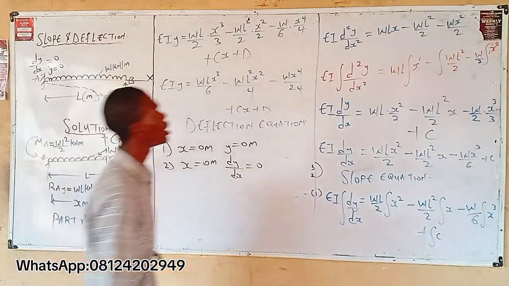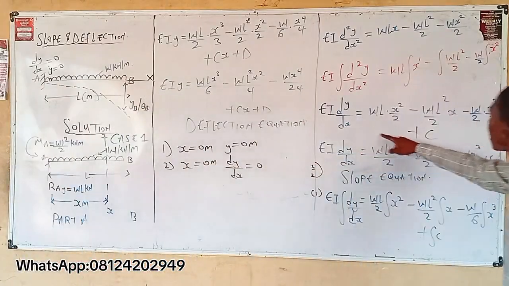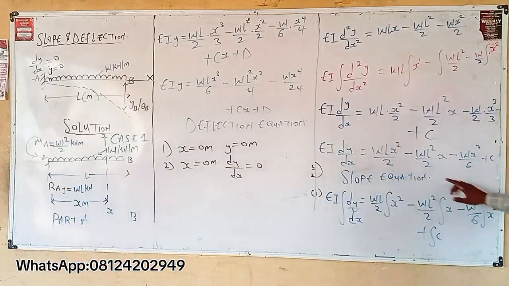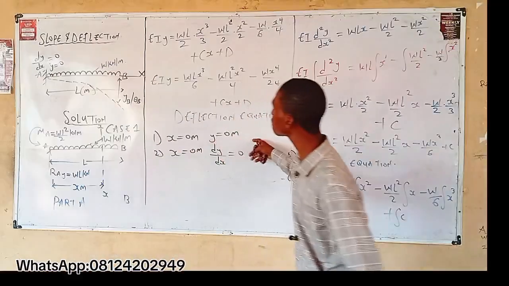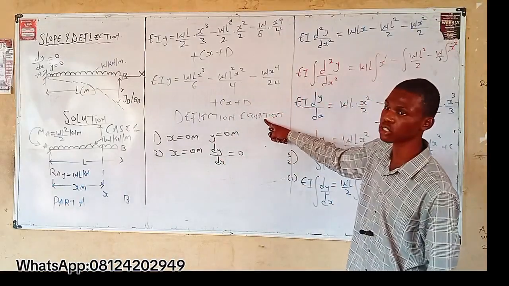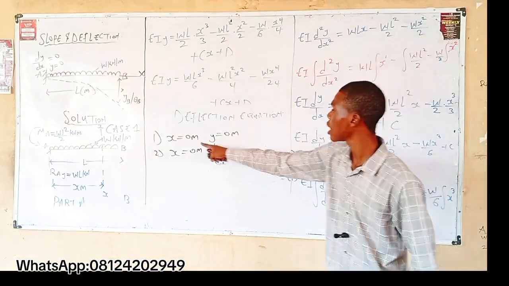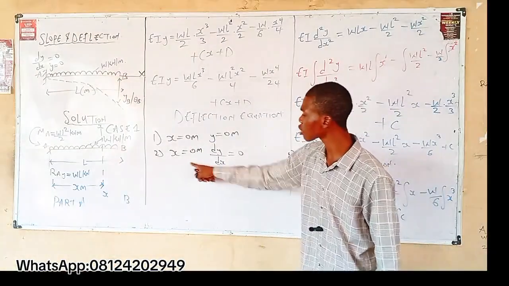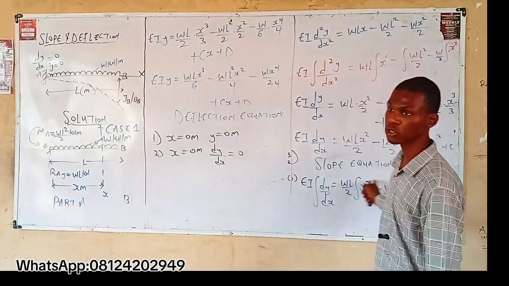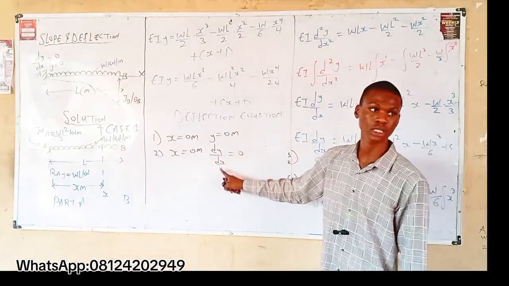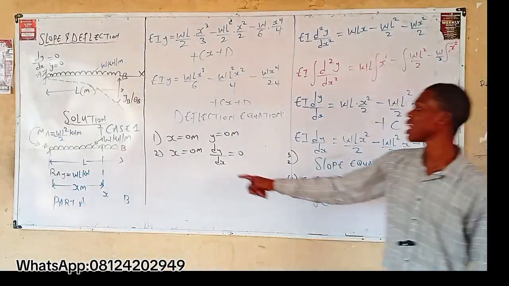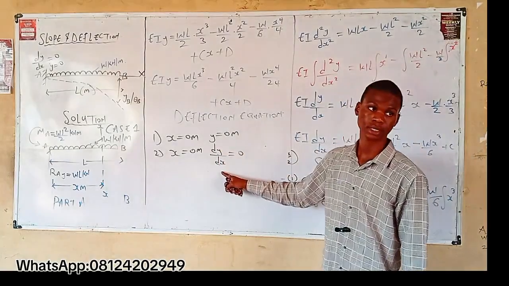Now let's do that together. Let's substitute. This is my slope equation, right? This first one will fit into the deflection equation because you have x and y. But this second one will fit into the slope equation, because that's where you have the dy/dx.